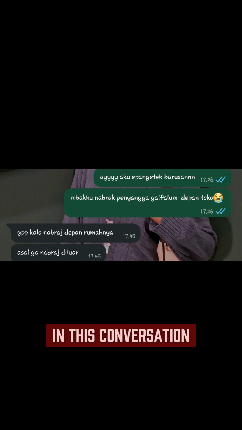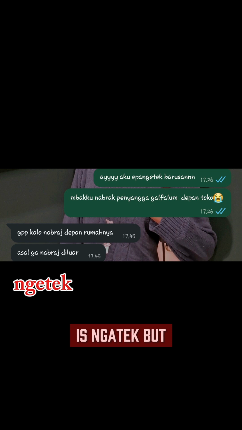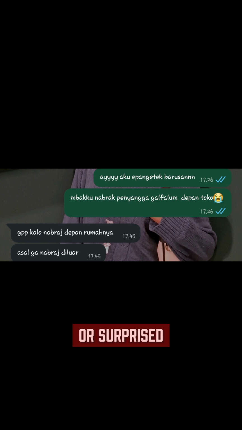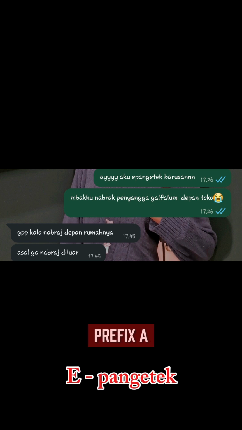In this conversation, the speaker used the word epangetek, which comes from the Madurese language. The base word is ngetek, but it is a concept. The base word is pangetek, which means shocked or surprised. The affix is attached to the front, the prefix e. The prefix e is a bound morpheme that cannot stand alone.